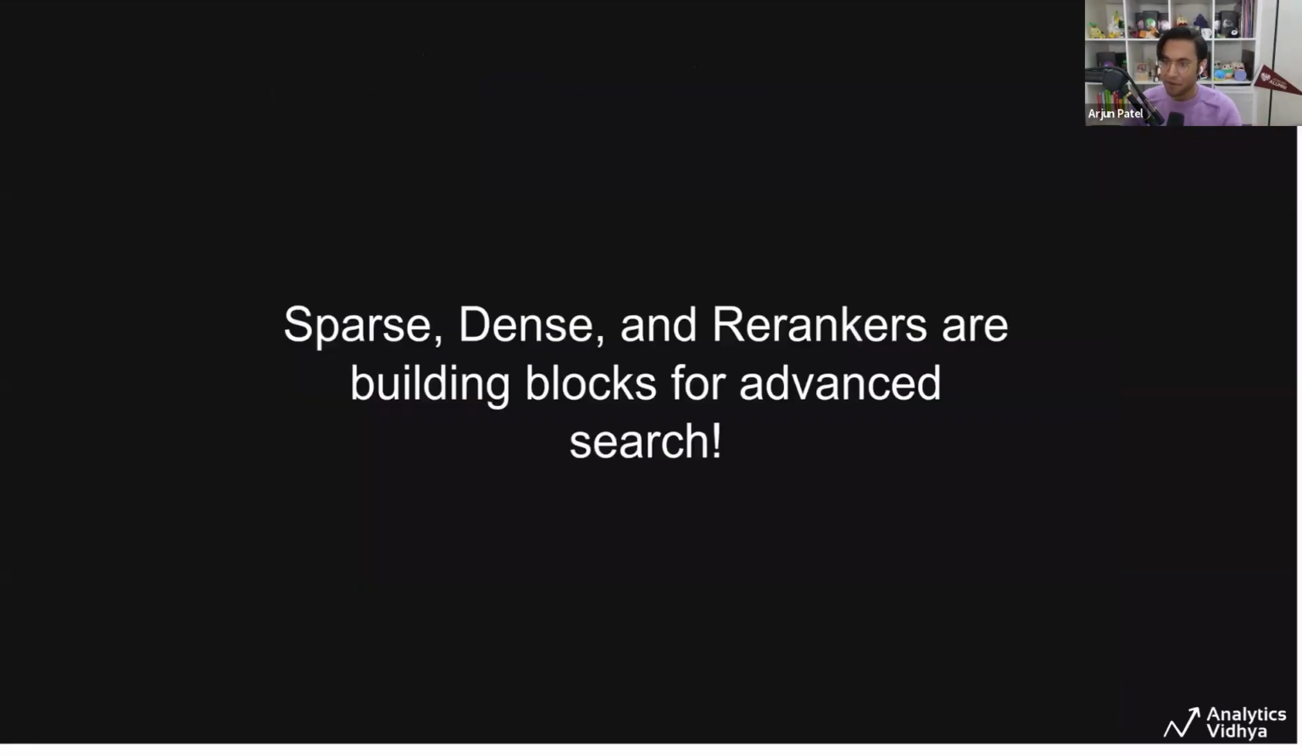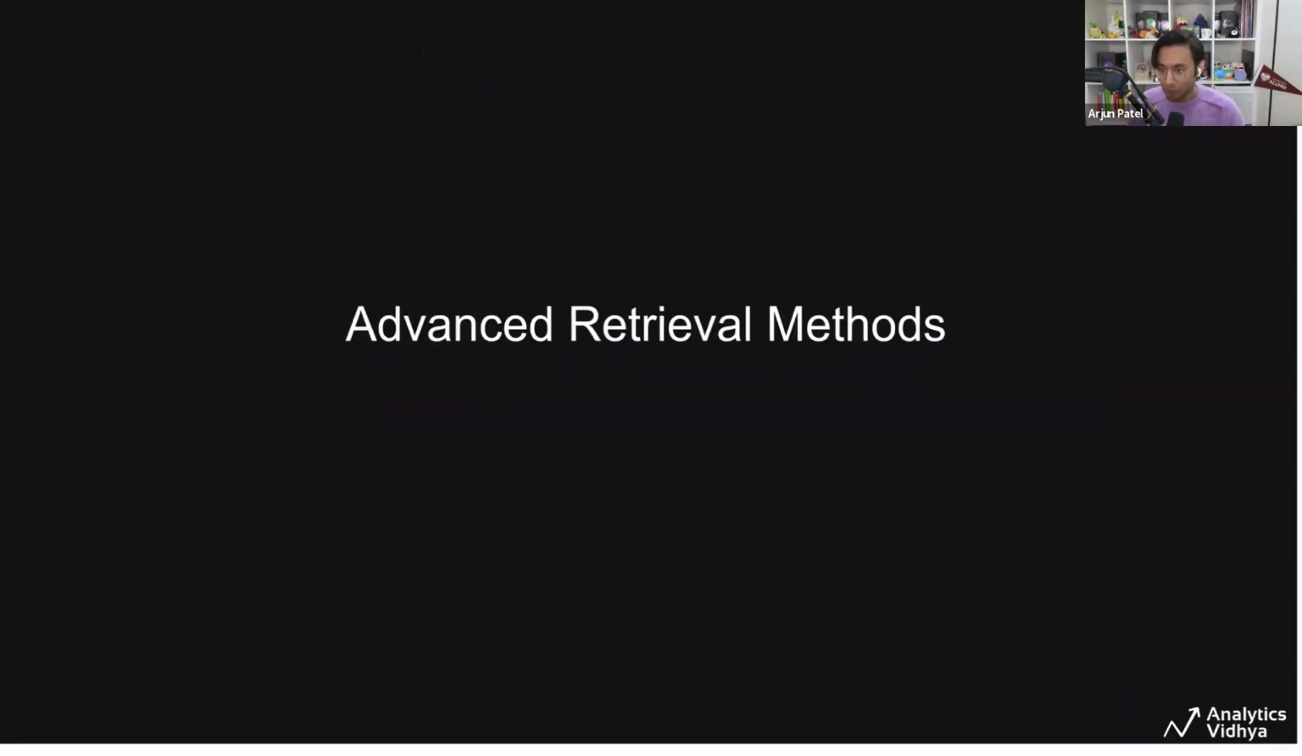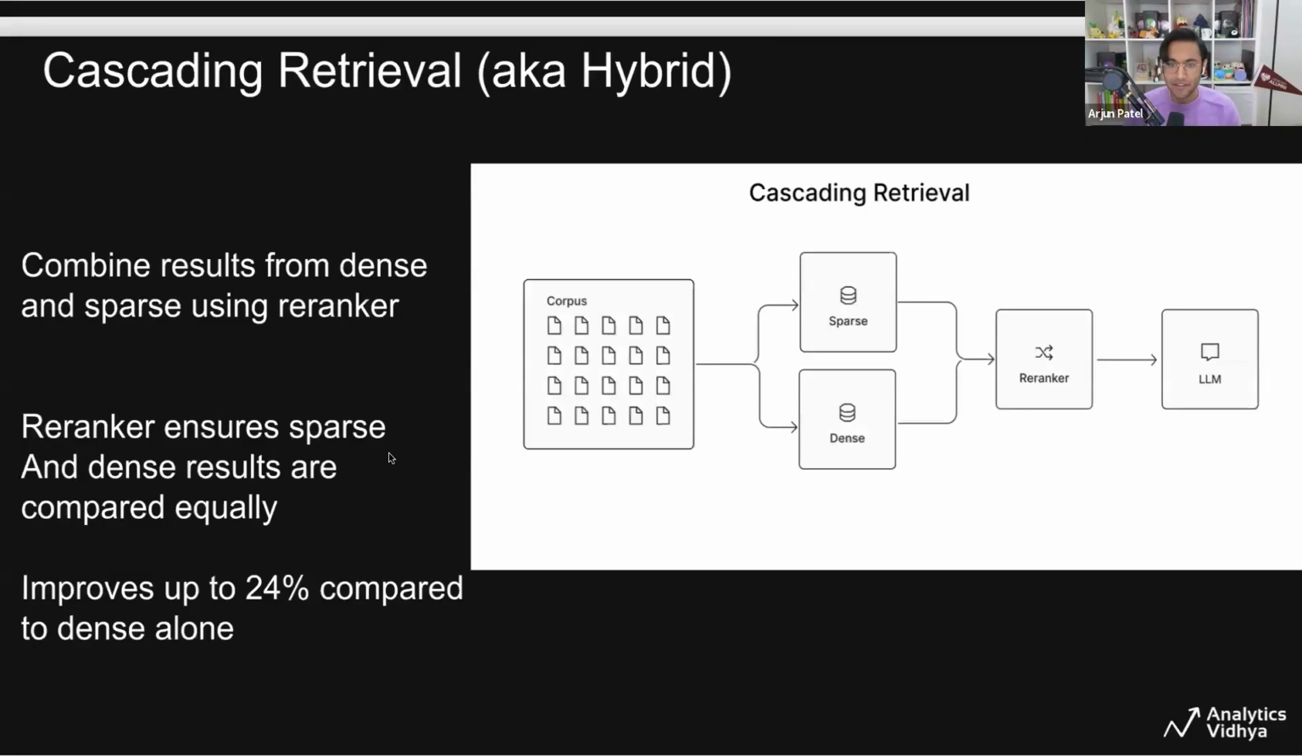So now that we've talked about sparse models, dense models, and rerankers, we have all of the building blocks for an advanced form of search. Now the question is, how do we combine them? We'll talk about a few advanced retrieval methods.